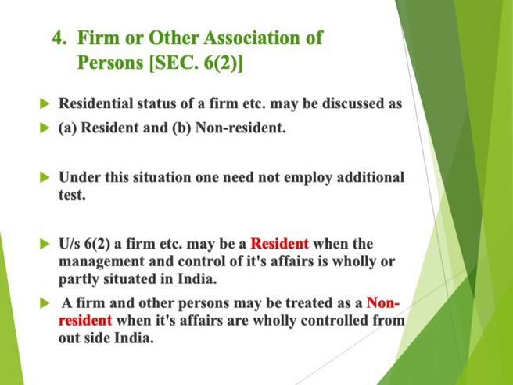Next we have firms, other association of persons. The first one we have discussed is individuals, the second one HUFs, and the third one is firms. Firms means partnership firms or other association of persons. The residential status of firms may be discussed. It's the same, only two things, resident and non-resident, and under this we don't have any additional conditions. We have only resident, similar to HUFs. What did I say for HUFs? Whether the business is wholly or partly controlled from India, then we call it resident. If it is not controlled, it's very simple that it is non-resident.